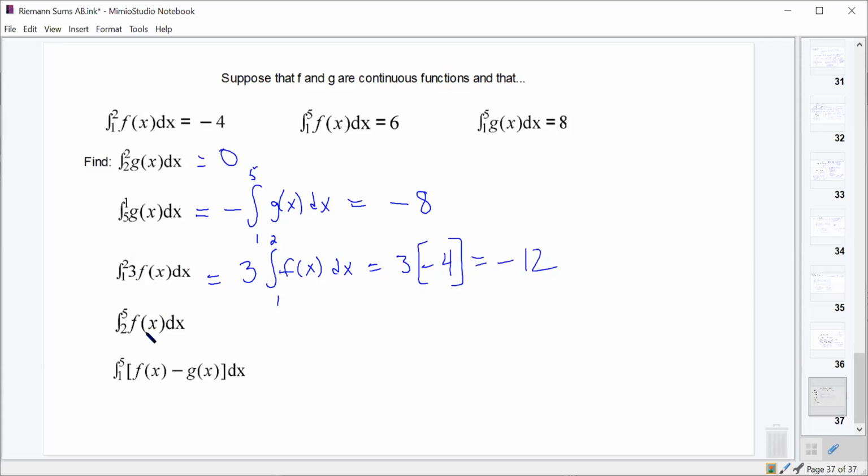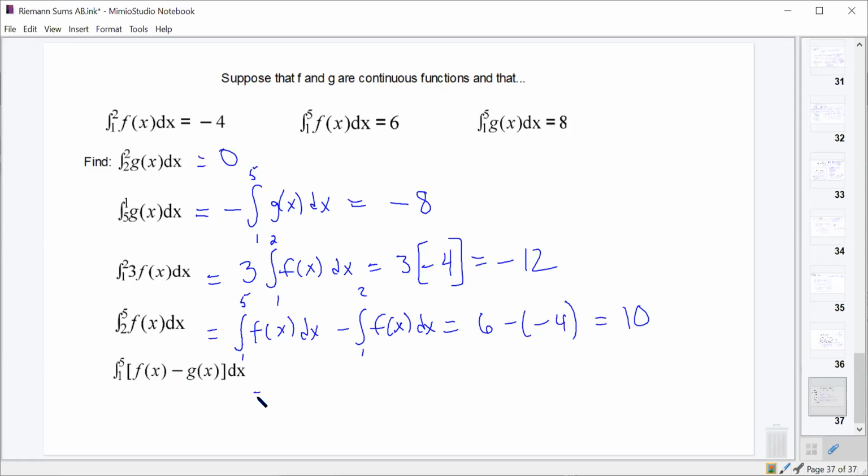And what about this one? The integral from 2 to 5. Which of those rules can we use? Subtract 1 to 2 from 1 to 5. So 1 to 5 of f minus 1 to 2 of f, which ought to be 6 minus -4, which ought to be 10.